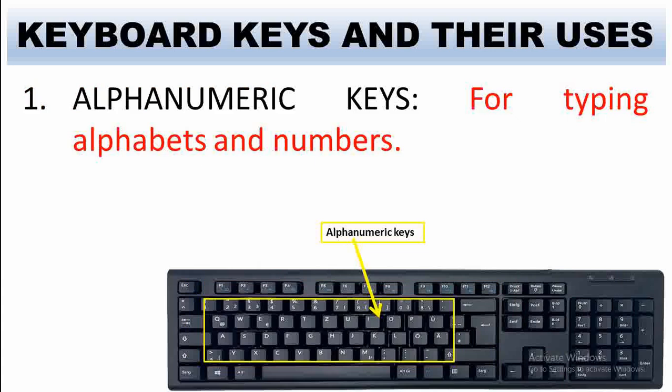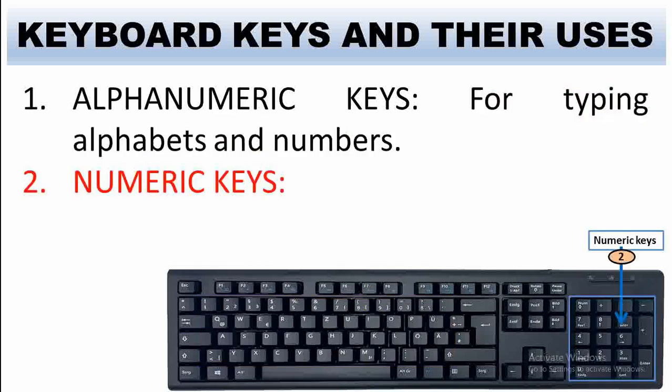These keys are used for typing alphabets and numbers. If you want to type, we use the alphabet. When you press any of the alphabet keys, it will appear on the screen. And if you need to type in numbers, you can use the numbers at the top of the alphabet. When you press each of these numbers, it will appear on the screen. That's the use of alphanumeric keys.